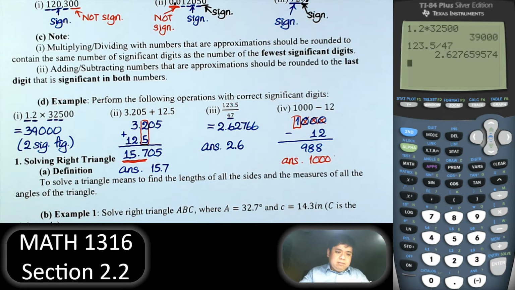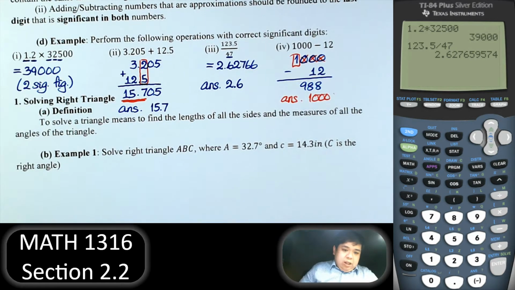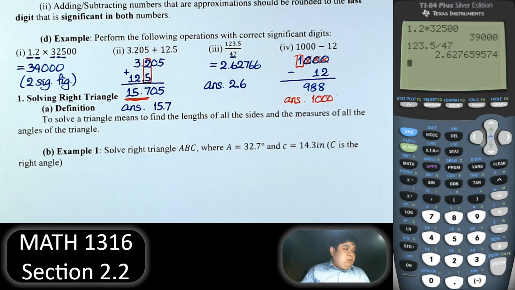Now we go to focus more on the trigonometry. Solving a right triangle is to find all the missing lengths and the missing angles of a triangle. This is a right triangle, so we know one angle is 90 degrees already.